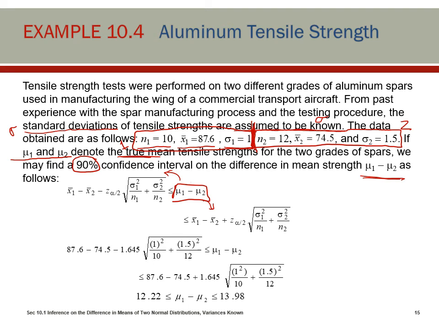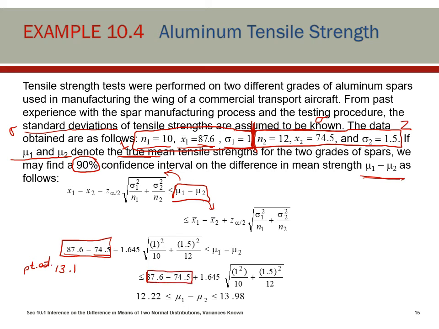And we plug in, the x bar 1 is 87.6 and the x bar 2 is 74.5. So this piece is our point estimate, and if we subtract, that is 13.1. That's the point estimate. 13.1, and we have the same thing right here, 13.1.